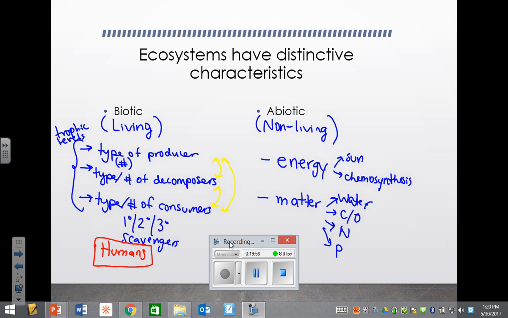When we talk about energy and matter, for both of them, we could talk about things like quantity, so how much is there, but also quality. For example, there might be a lot of water in a particular ecosystem, but if it's all polluted, it's not very high quality and probably not very useful for the organisms that are living there.